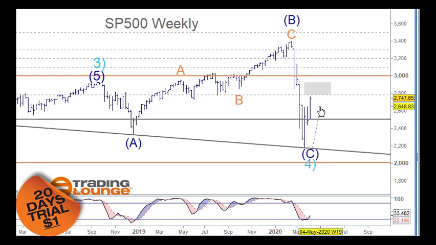Otherwise, we just need to take it step by step, and as you know, we're looking for an A and a B and a C wave into this space here, and then down again from that point.